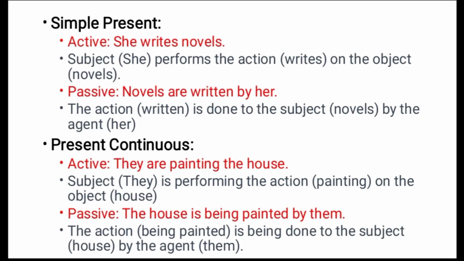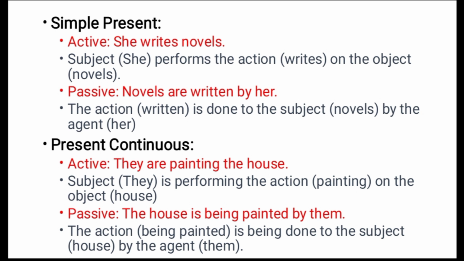voice. So first we will discuss the change of active voice into passive voice in simple present and present continuous tense. So guys, look at the first example of simple present tense. She writes novels. Here she is the subject, writes is the verb, and novels is the object. Before changing the active voice into passive voice, you first have to keep in mind that in simple present tense, is, am, are helping verbs are used.